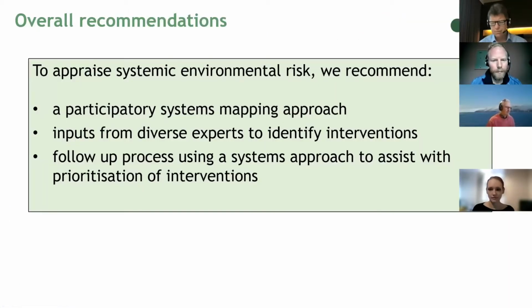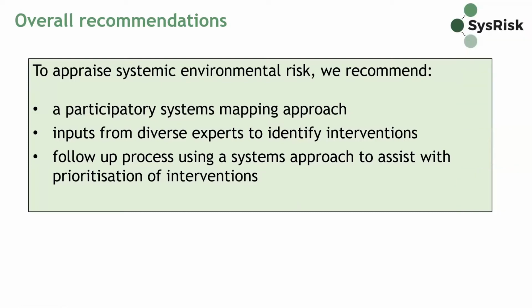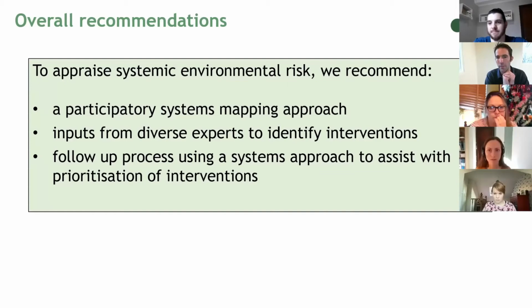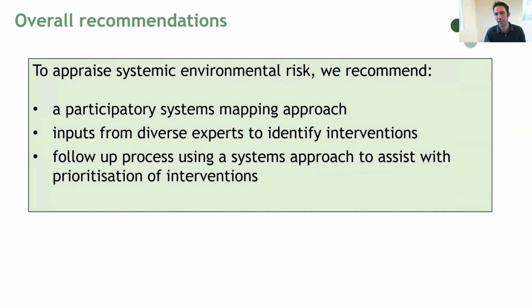So I'm going to go into the processes of the project, and we're taking a kind of self-critical approach: this is an experimental process, and we reflected on our limitations and constraints, and thought about ways to refine the process. But I'm just going to give you the overall recommendation: to appraise systemic environmental risk, we're recommending a broad qualitative participatory systems mapping approach. I'll come on to what that means in a moment. That would involve inputs from a diverse range of experts to identify interventions, and then a follow-up process using systems approaches to assist with how those interventions are prioritised. I'll flesh that out as I talk through the process and reflections.